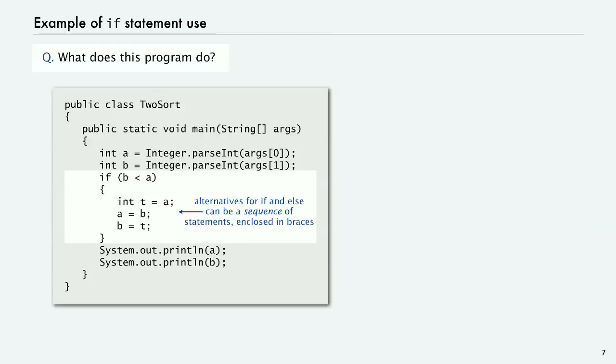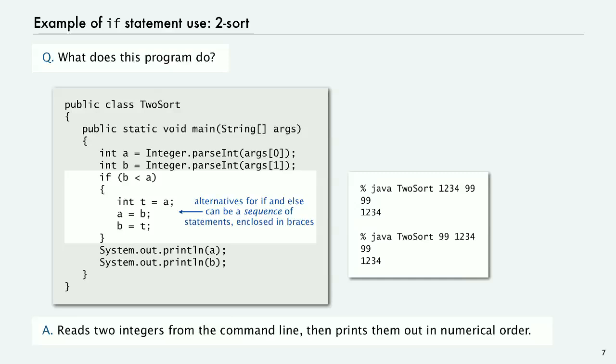So here's another one. What does this program do? Let's think about it. It's called two-sort, so that kind of tells the answer. What it does is it reads two integers from the command line and then prints them out in numerical order. Let's look at each statement. A is read from the first command line argument, B from the second.